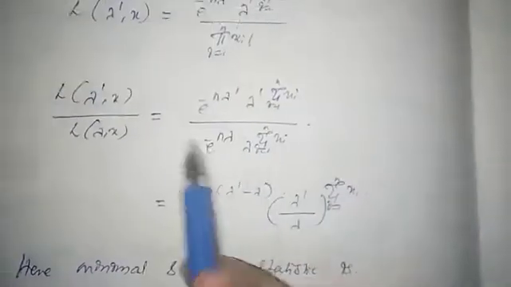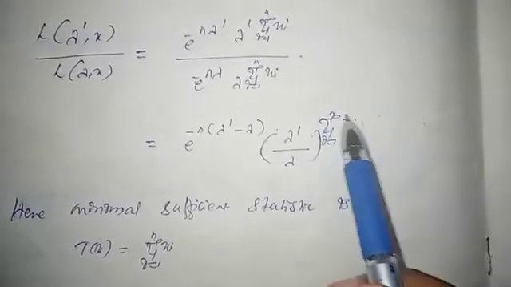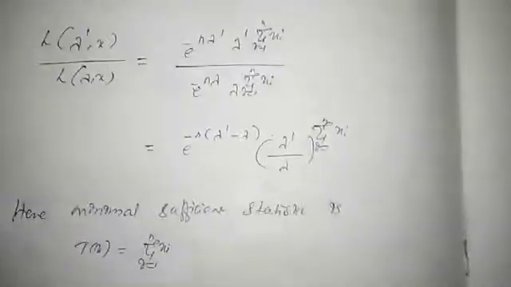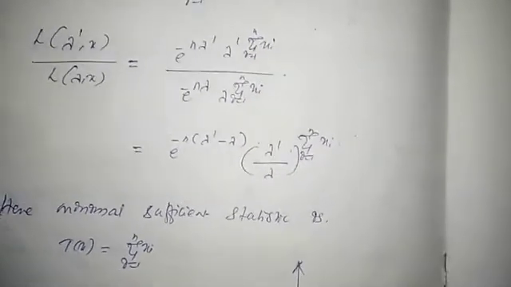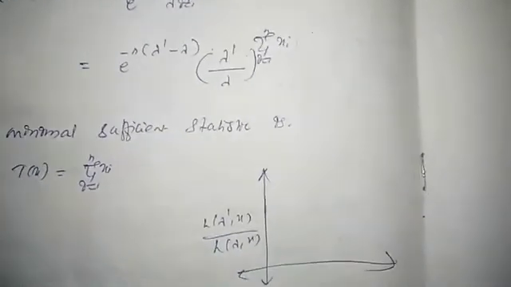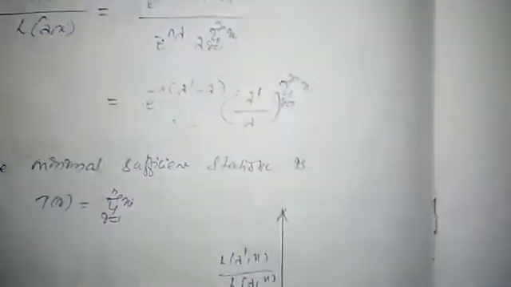So here we want to know whether it is a decreasing function or increasing function with respect to this minimal sufficient statistic, that is, with respect to summation xi. We have to obtain whether it's an increasing function or decreasing function. For that we will draw a graph. Here is the likelihood ratio and the minimal sufficient statistic.